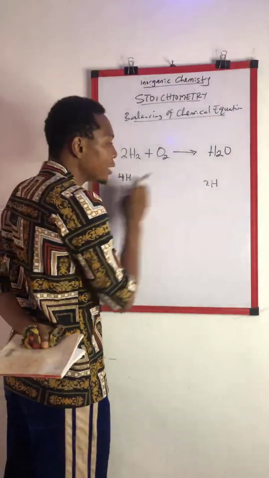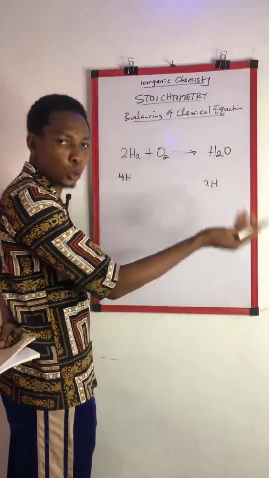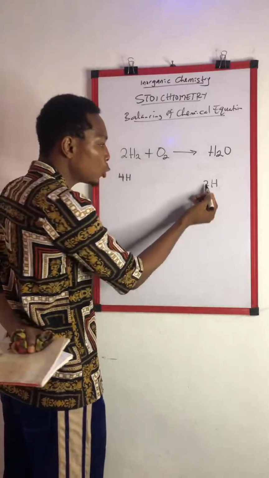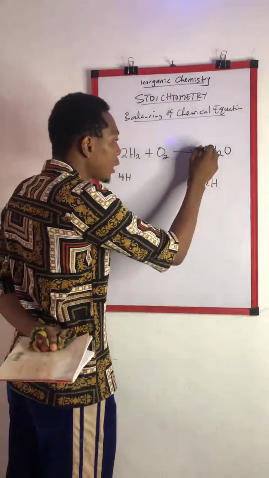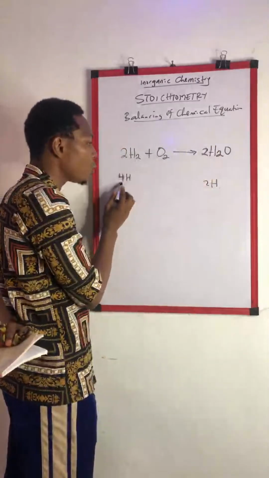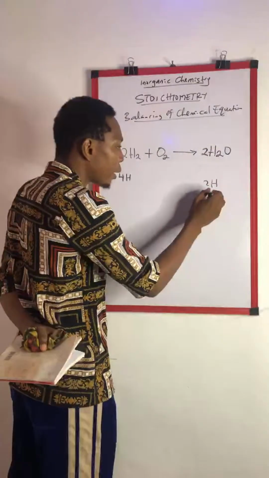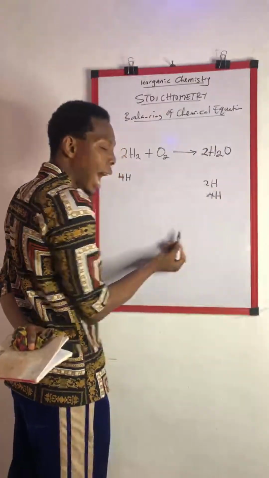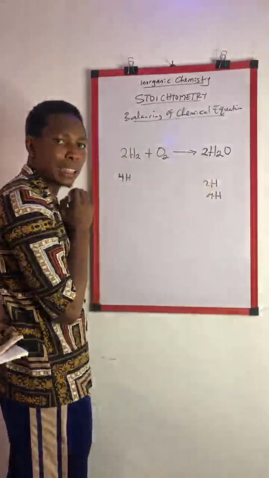Now to balance it, how many do we need to add here to make this 4? We need 2 here to make it 4. So we can decide to add 2 here. So this 2 times 2 will give us 4, and 2 times 2 will give us 4. So this time around, I now have 4 hydrogen and 4 hydrogen. That means my hydrogen is balanced.